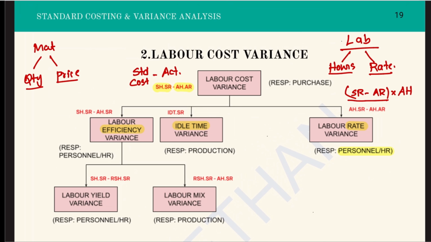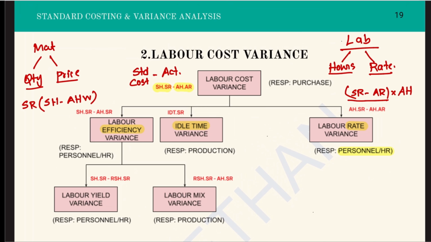On the other side, left hand side, labor efficiency variance. Whenever there is efficiency, it is with respect to the number of hours. So I will have to multiply standard rate with standard hours minus actual hours worked. This is the difference. Here you have a concept of actual hours and actual hours worked. In material, this was not there. Just because idle time is here, I am introducing a new factor, actual hours worked.